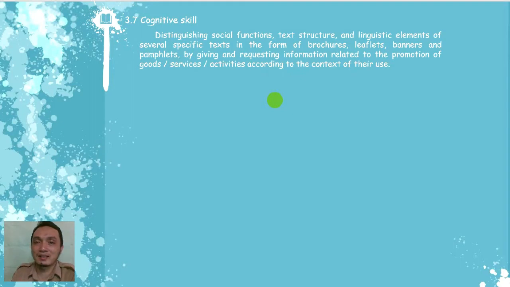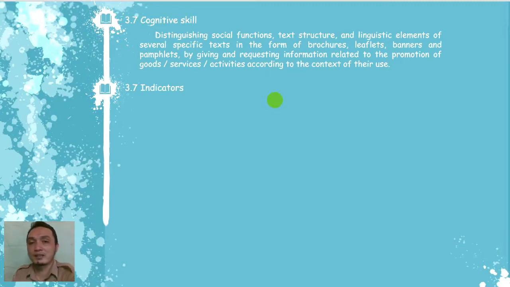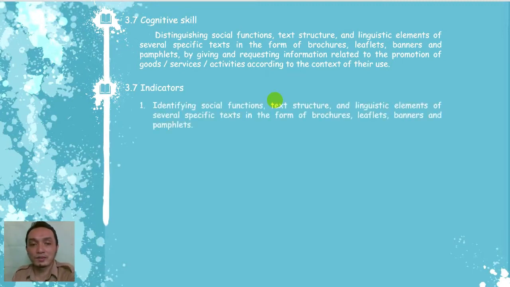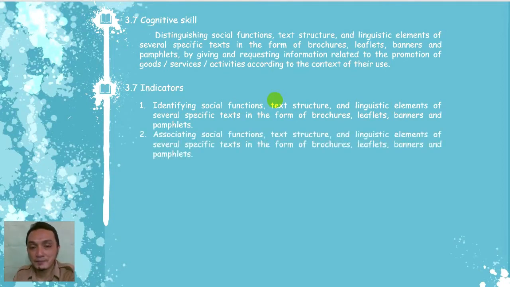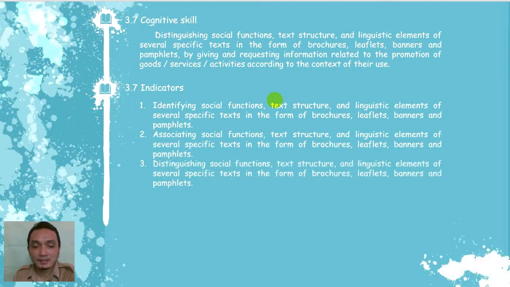To help you understand in detail about brochures, leaflets, pamphlets, or banners, it's better to know about the indicators of the lesson today. In the 3.7 indicators, there are some indicators that you should achieve. First is identifying social functions up to the linguistic elements of several specific texts in the form of brochures, leaflets, banners, and pamphlets. The second is associating, and the last is distinguishing social functions, text structure, and linguistic elements of several specific texts in the form of brochures, leaflets, banners, and pamphlets.